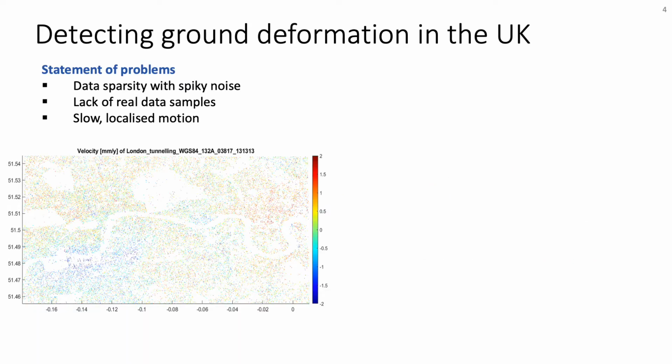However, when we look at the signal where we want to detect ground deformation in the UK, like the velocity map in London here, the data are sparse and there are gaps between pixels, which is not suitable for CNN. Moreover, as it uses different techniques to acquire InSAR data, it contains spiky noise. We also face other problems. We don't have good labeled data, and what we want to detect appears to be very slow and localized.